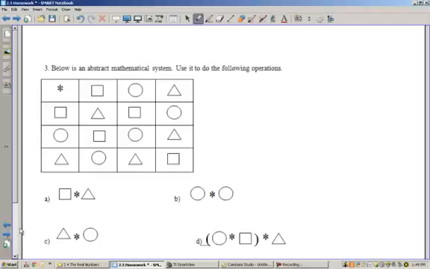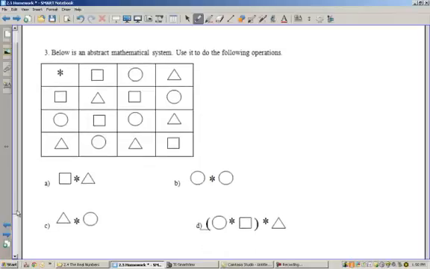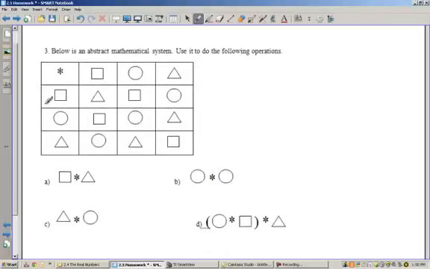On the next section, now we definitely have an abstract mathematical system. The idea with this one is that they tell you how the operation functions. The way this works is if you take a square star a circle, you get back a square. So they just use the table to determine these. So, square star triangle is circle. Square star triangle is circle.